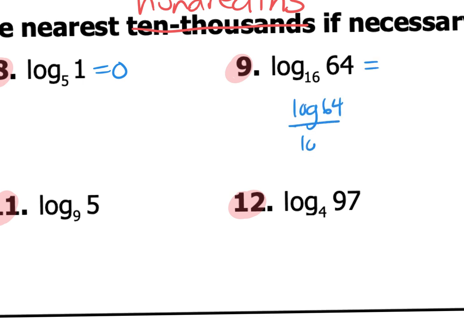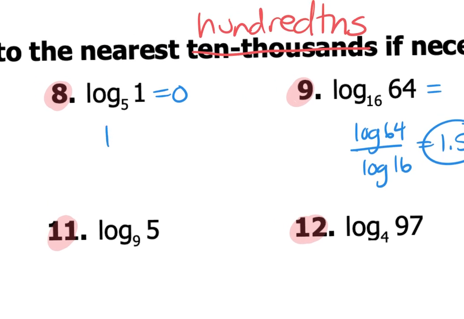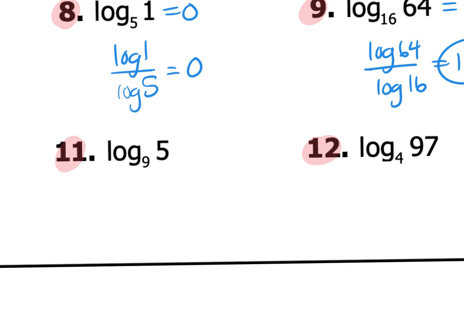1.5, yep. So if I did change of base, it'd be log of 64 divided by log of 16, 1.5. Okay, same thing over here. I could have done log of 1 over log of 5, and that gets you 0. Okay, how about 11? Isaac, did you come up with anything on that one?